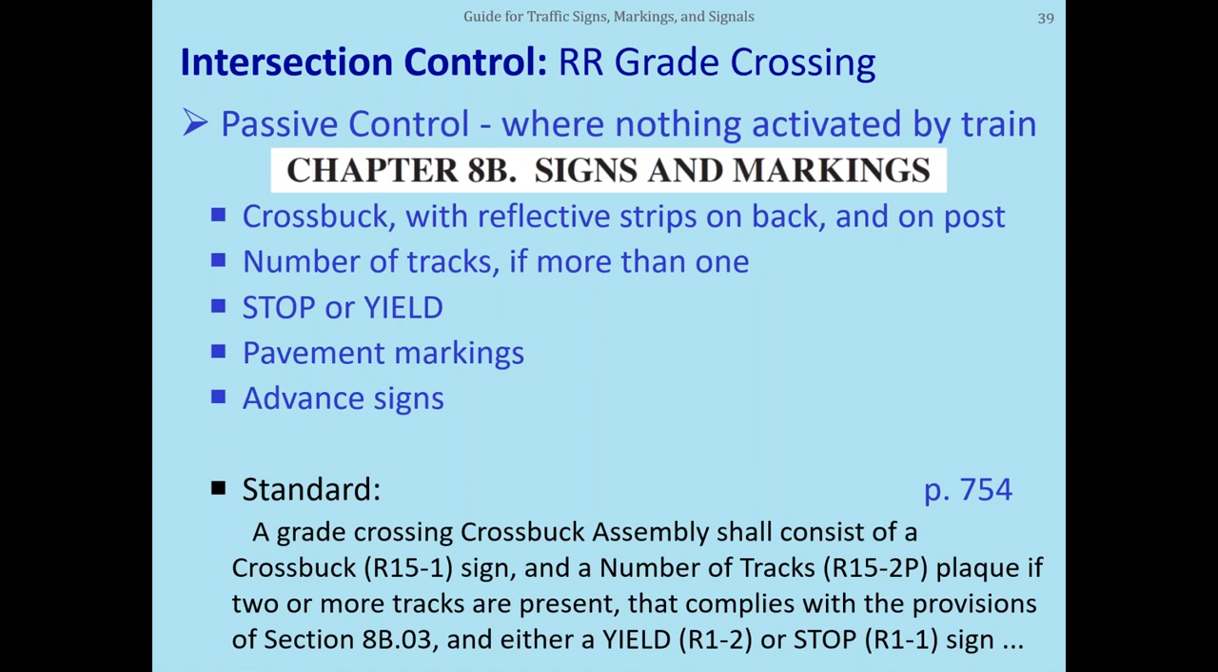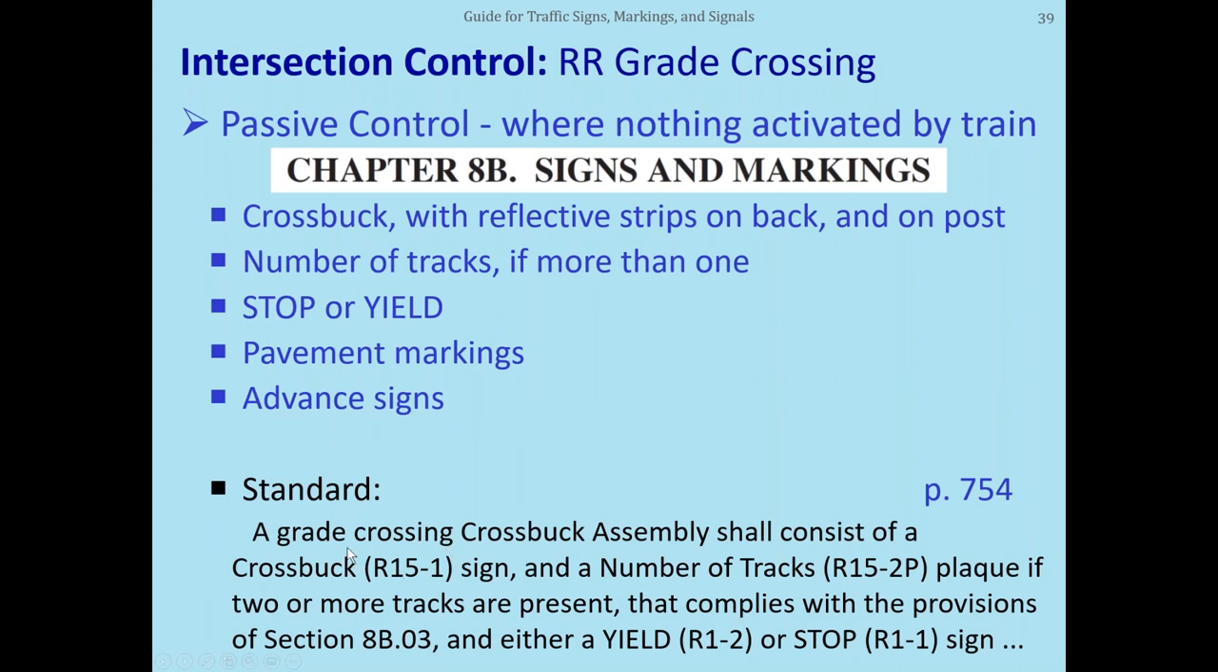Railroad grade crossings are a type of intersection where you have passive control. That means all that is there is a crossbuck. There are no flashing lights or a gate, nothing that is activated by the approach of an oncoming train. Then the manual requires not only do you have the crossbuck, but you have reflective strips on the post. You specify the extra number of tracks, like two or more tracks. And also, you install a stop or a yield on that post. In addition, there are requirements for pavement markings and, of course, the advance warning sign.